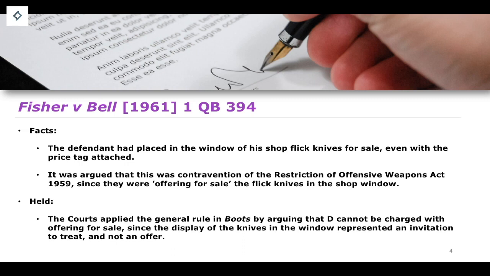Now, if we were to accept the logic of Boots, which generally most people tend to do, then there are potentially a couple of criticisms that you can levy at the case of Boots, or at least the reasoning in the case of Boots. But if we were to accept that, then you could probably understand why it is not very controversial that shop windows make no difference to whether or not they're on the shelves or if they're in a shop window. Therefore, the case of Fisher and Bell will follow the same rationale that was established by the case of Boots and Pharmaceutical Society.